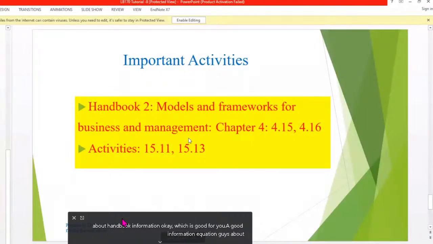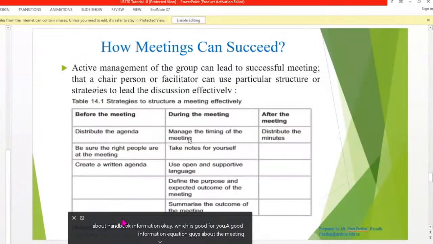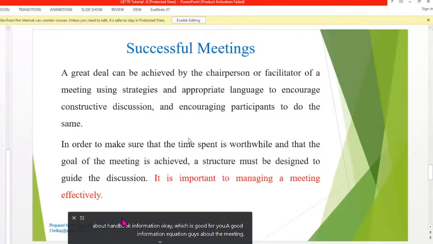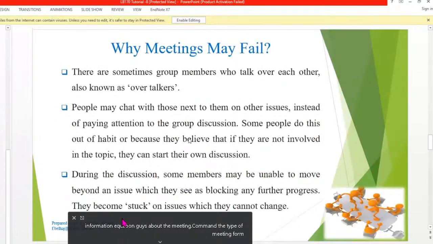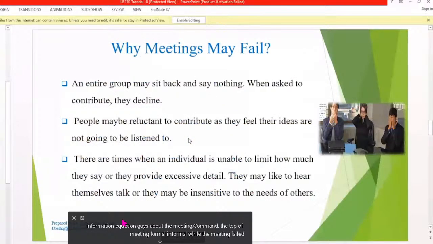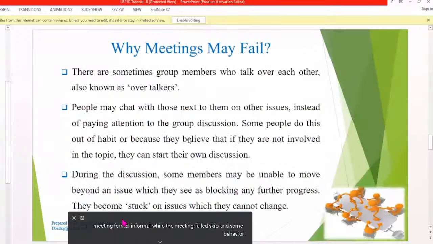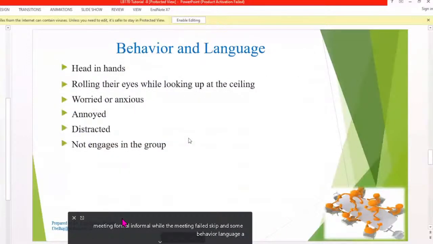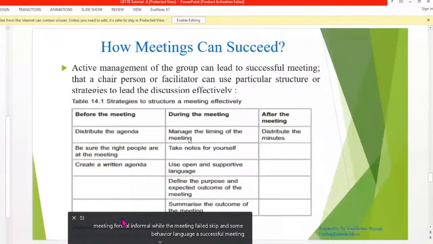Any question, guys, about the meeting? طبعا أخذنا type of meeting, formal, informal. Why the meeting failed, and some behavior language, and successful meetings, and meeting structure. Okay, that's everything for today. Any question, guys? It's clear. Very good.